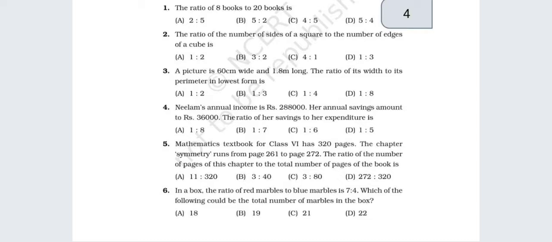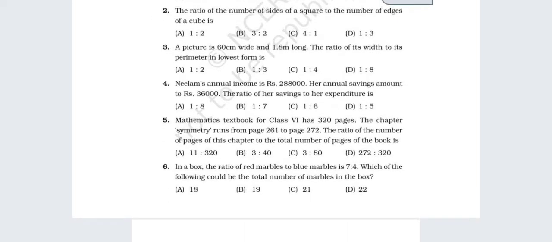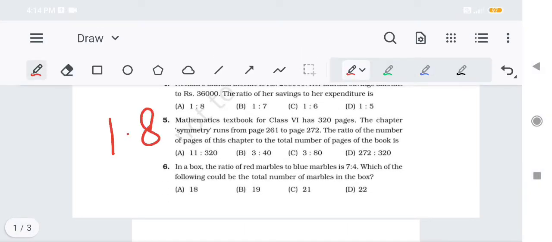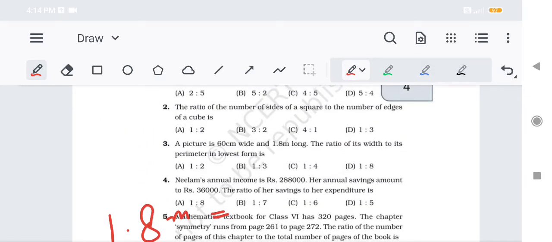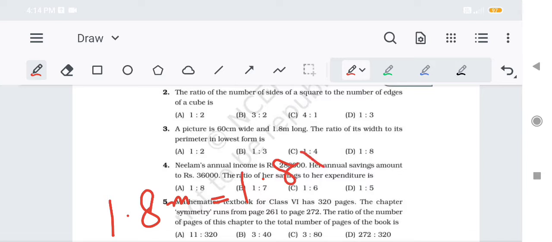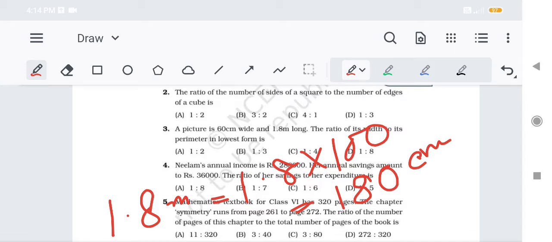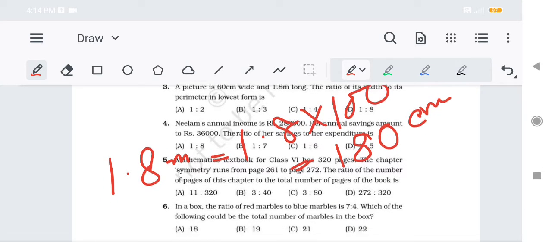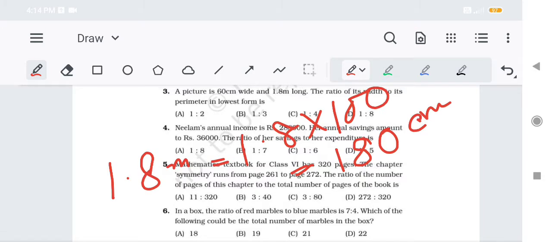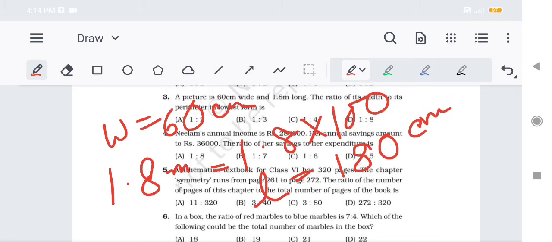Okay, now see, as I said, ratio will always be written in the same unit. So here 1.8 meter is given. So first 1.8 meter will be converted to centimeter. Okay, now how to convert it? 1.8 will be multiplied by 100 and we will get 180 centimeter. Okay, now in the next step we have to find the perimeter of this given picture. Here width is given, that is 60 centimeter, and length is becoming 180 centimeter. So first we have to find its perimeter.